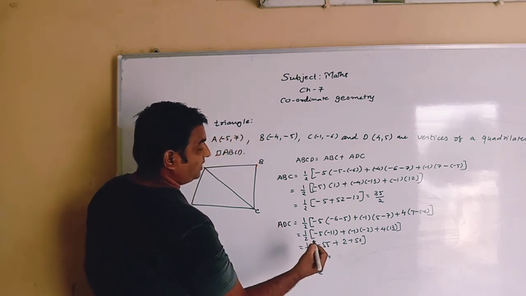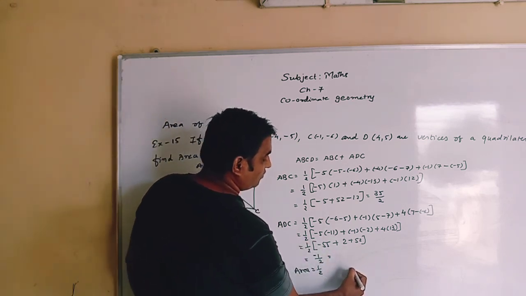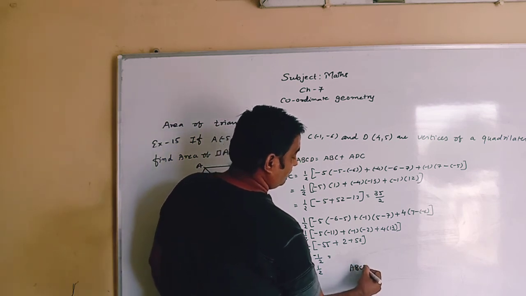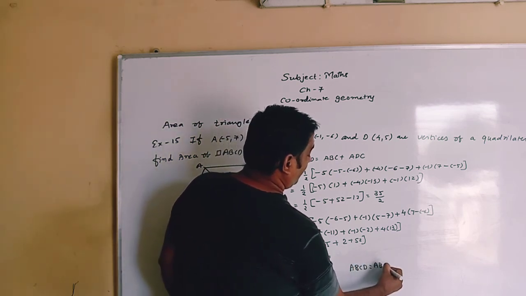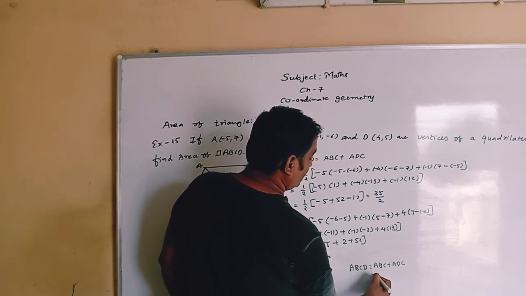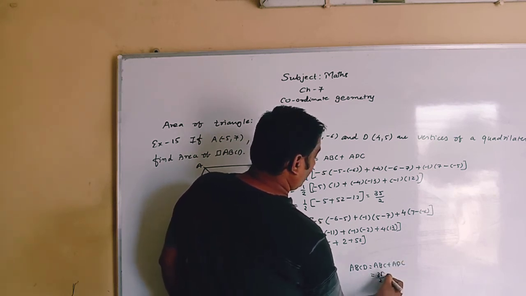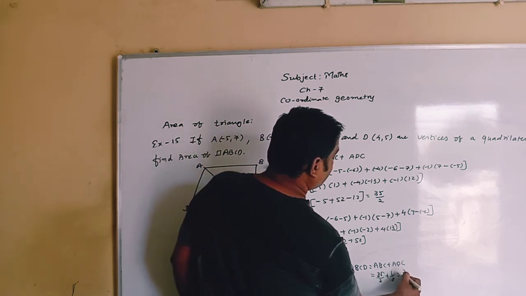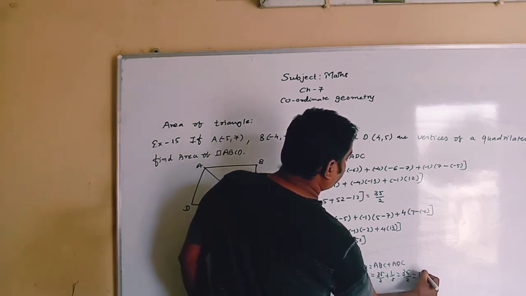And so ABCD equals ABC plus ADC. So 35 by 2 plus 1 by 2, that is 36 by 2. It is 18.